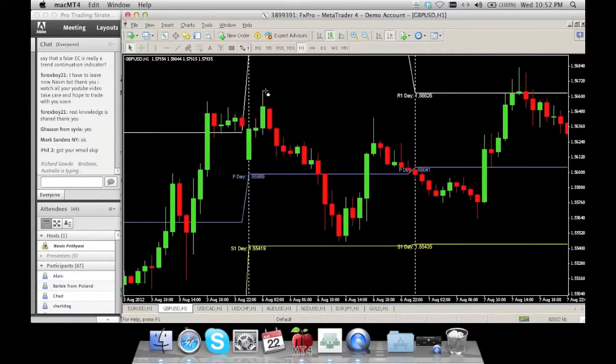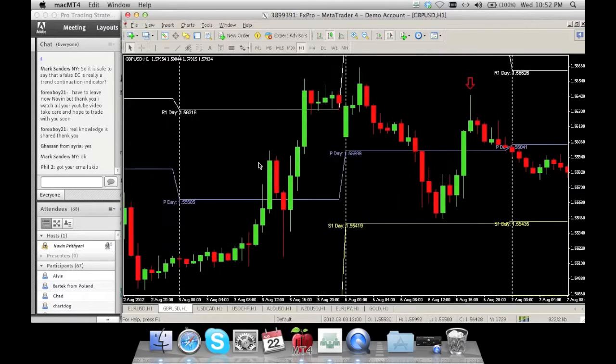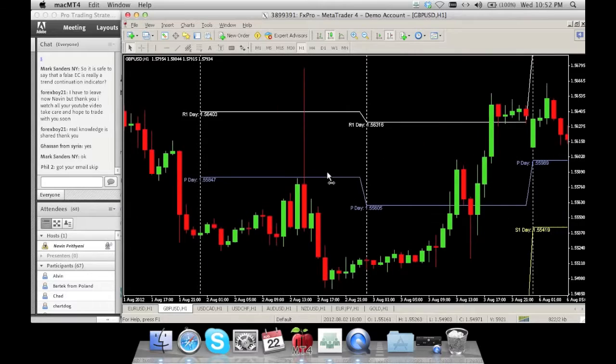Okay, this one is not valid. The body is too small. We need one that has a decent sized body, a decent sized tail. That is a trend continuation.